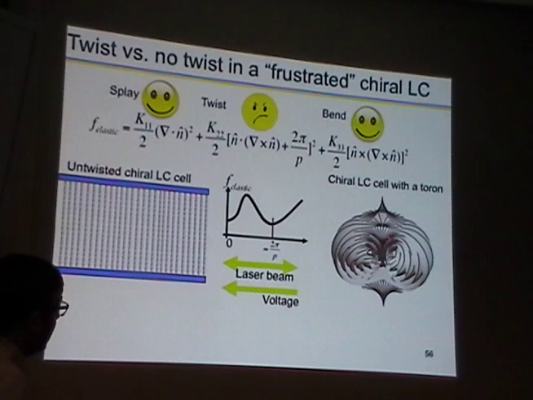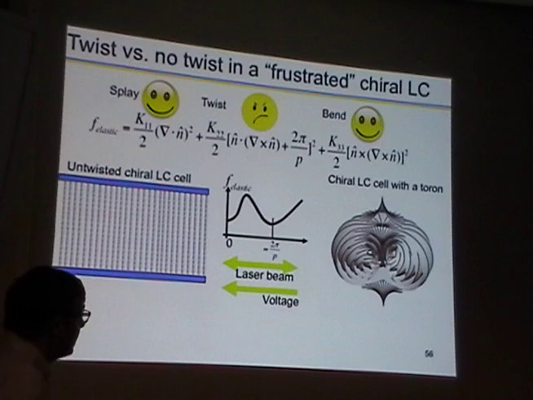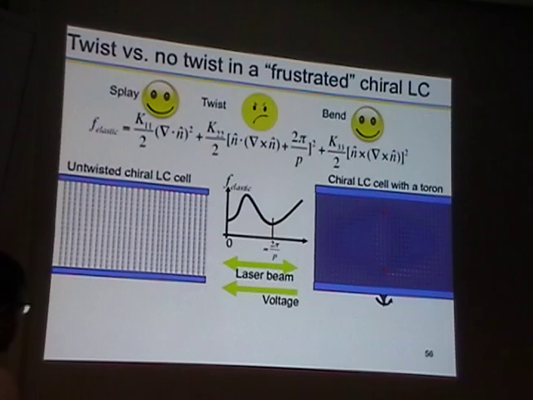And so the free energy of parts of the sample with such torrons and without them could be comparable, right? But there is a very strong energy barrier to go from one state to the other state, and therefore both untwisted structures and the ones with such torrons can be present at the same time. And we can control them by laser beams of light and also by applying voltage or other types of fields, right? And so those different structures can be switched from one to the other.